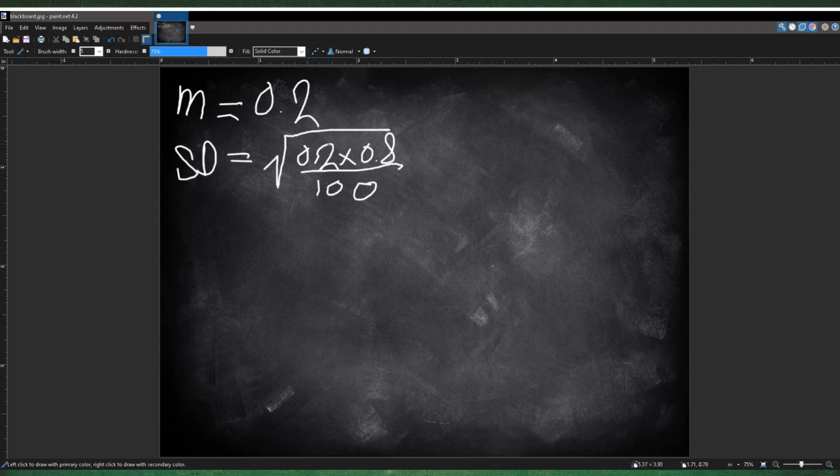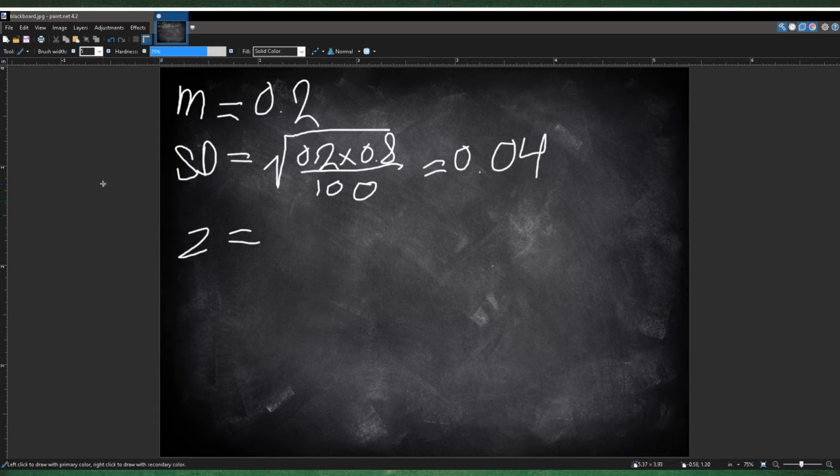So using your calculator, you have square root of 0.2 times 0.8 divided by 100, and you get 0.04. Okay? Let me just double check if that's true. 0.2 times 0.8 divided by 100, square root. Okay, yeah, 0.04. And then now you have to find your z-score, which I just write as z mostly.